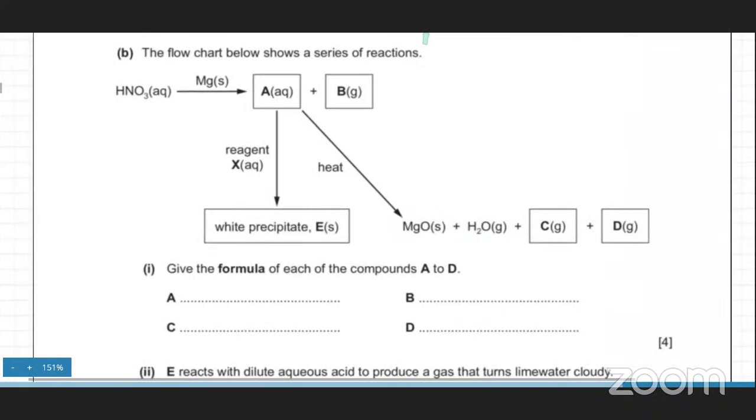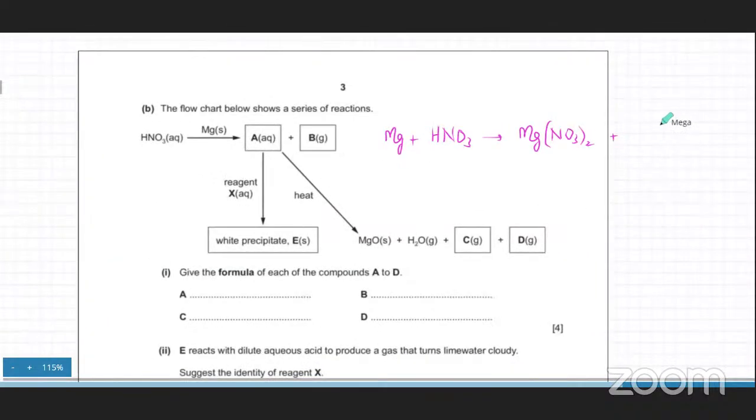So this is in period 3, still continuing with period 3. I think the following chart below shows a series of reactions. There's Mg reacting with nitric acid. If we make an equation, a metal when it reacts with an acid produces two things. One is going to be a salt, so it's going to be Mg(NO3)2, and the other thing that's going to be produced is hydrogen gas. And you can balance this equation. So the two likely products are going to be these two.